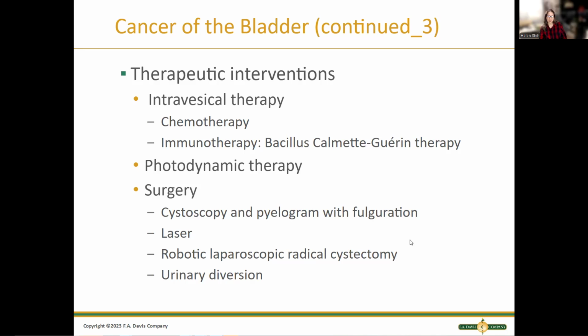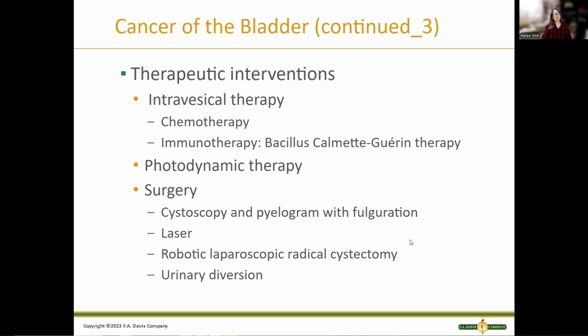The way that we're going to do that is through minimally invasive surgery using a laparoscope as well as a robotic arm to perform the surgery. So that's what that one is really saying. And then because you don't have a bladder anymore, you now need some sort of urinary diversion. So that's what we're going to talk about next.